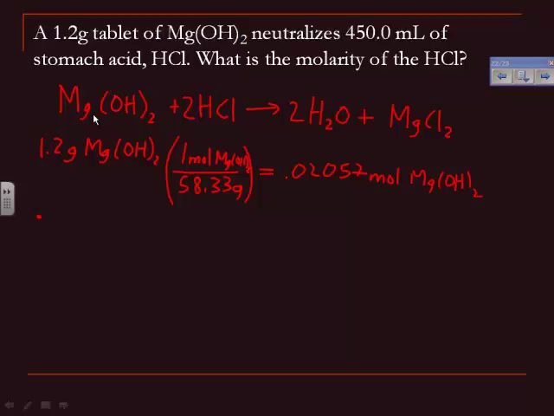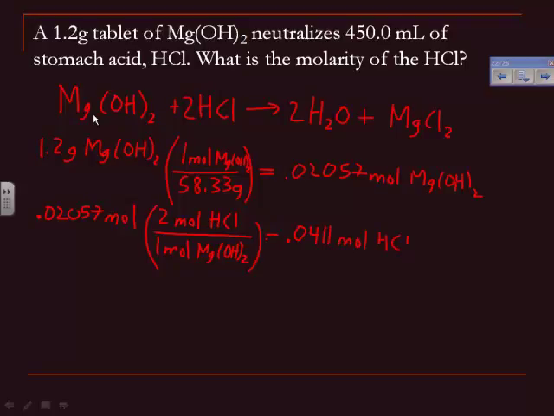Then we want to go from moles of magnesium hydroxide, 0.02057 moles. We want moles of magnesium hydroxide on the bottom. We want moles of HCl on the top. So we multiply by 2. In this case, we get 0.0411 moles of HCl. We're trying to find concentration, so it's moles divided by liters.